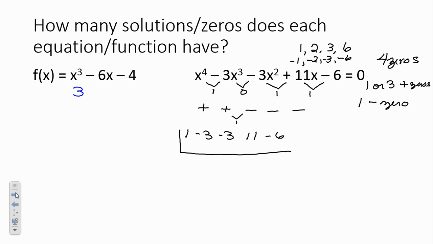What do we want to try first? 3. Okay. So we're going to try a +3. We drop the 1 down. And 3 times 1? 3. -3 and 3? 0. 3 times 0. -3 and 0. 3 times -3. -9 and 11. 2. 3 times 2.